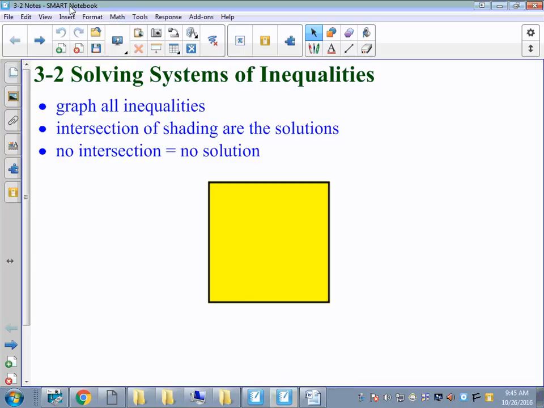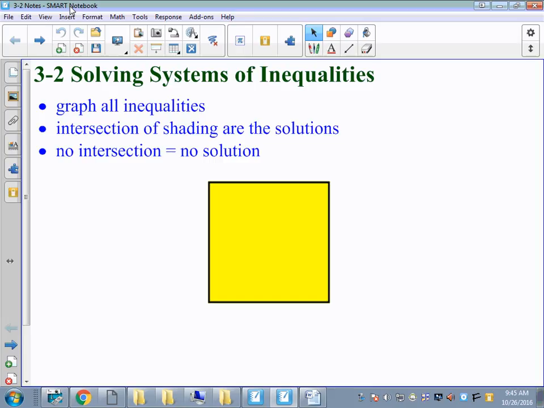These are your 3-2 notes. We are going to solve a system of inequalities. So we've already reviewed how to solve by graphing, substitution, elimination. Now we're going to solve inequalities. The only way you can solve a system of inequalities is to draw a picture of the solutions.